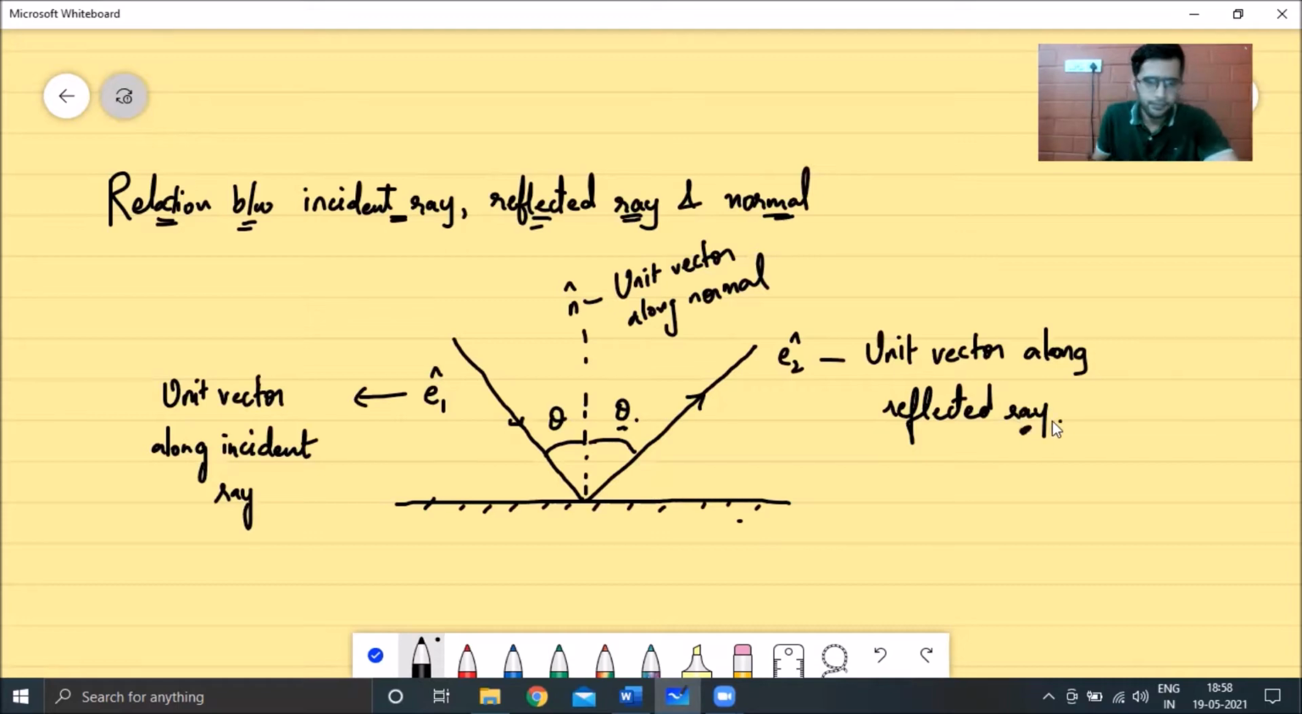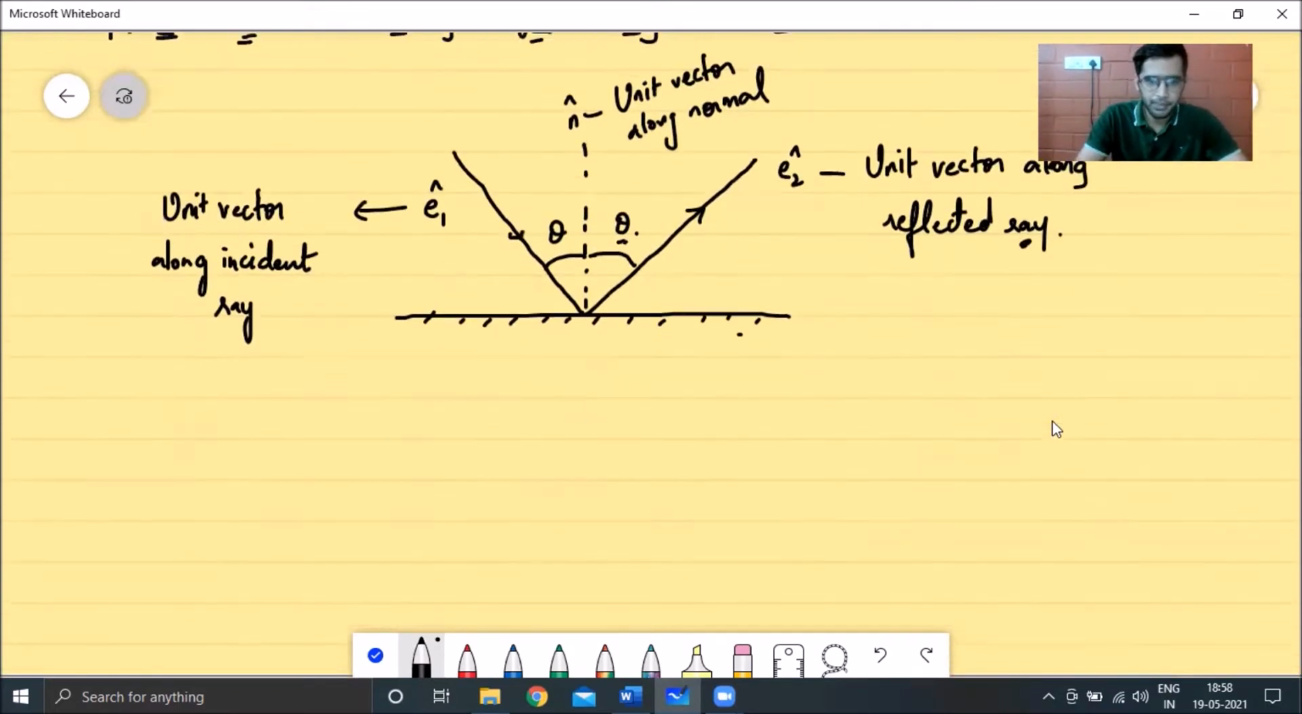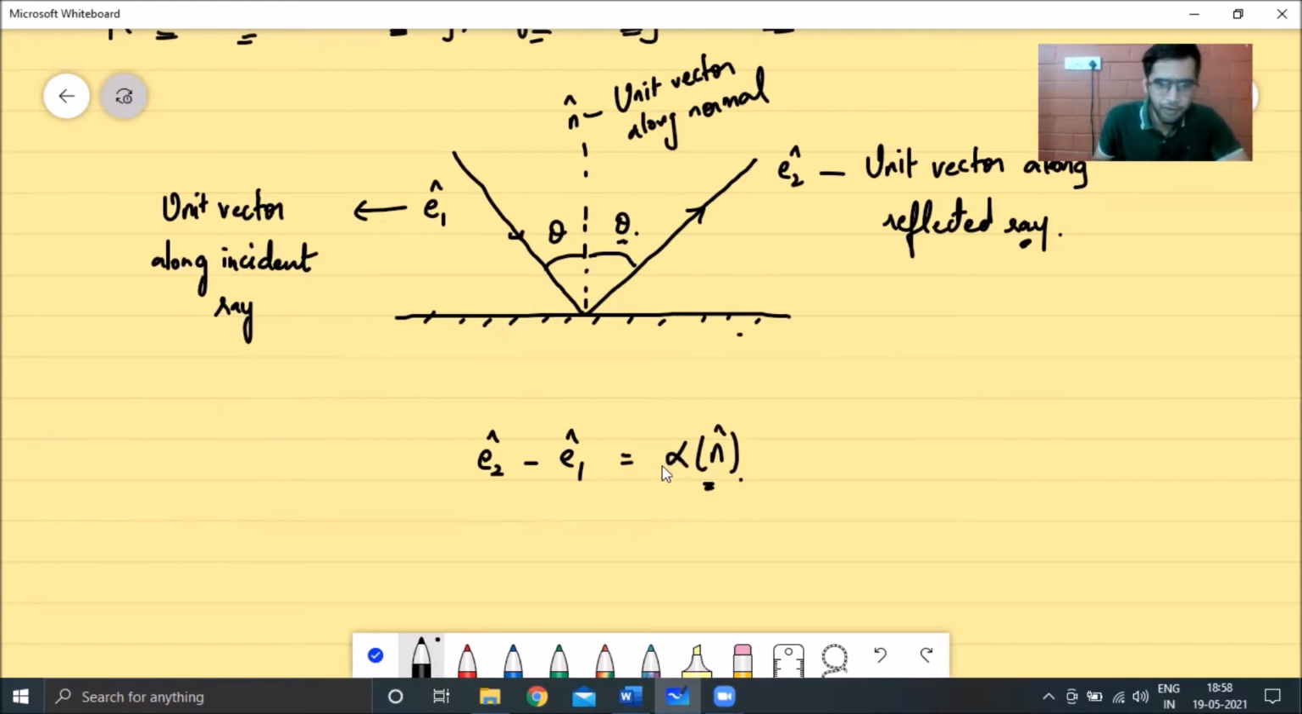One relation which I can write between e1 cap, e2 cap, and n cap is from the parallelogram law of addition. I think it should be pretty obvious that e2 cap minus e1 cap should be equal to some multiple of n cap. Let's say the scalar multiple over here is alpha. So e2 cap minus e1 cap will be equal to alpha times n cap.